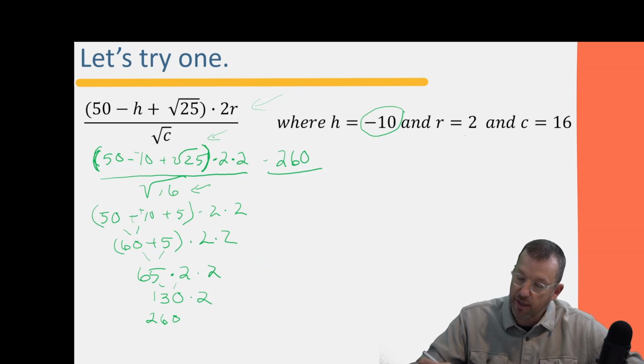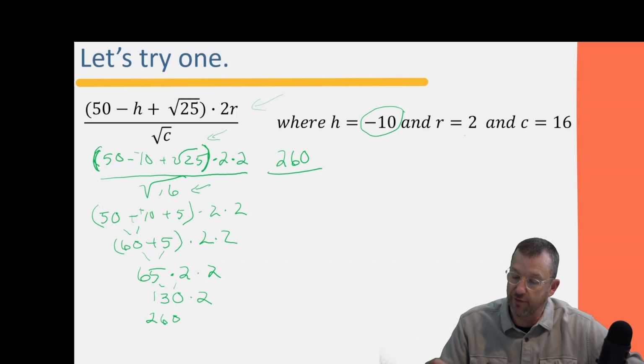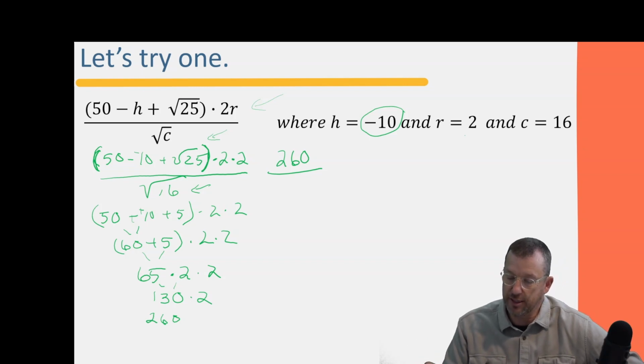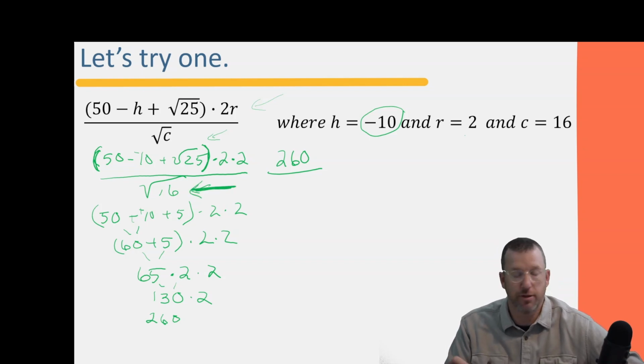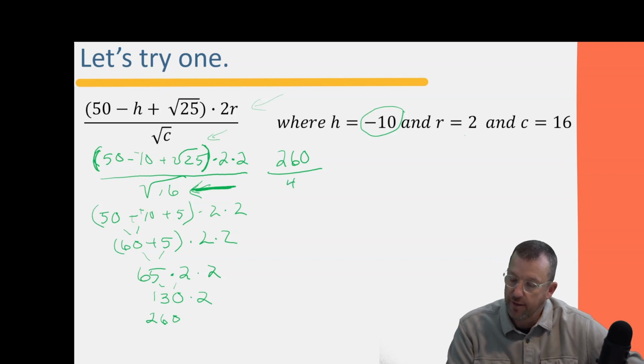I'm going to get rid of that. I put a dash there just to show, but I want to get rid of it because it makes it look negative. So the top is equal to 260. And the bottom only has one thing we need to do here. What is the square root of 16? Well, the square root of 16 is 4.